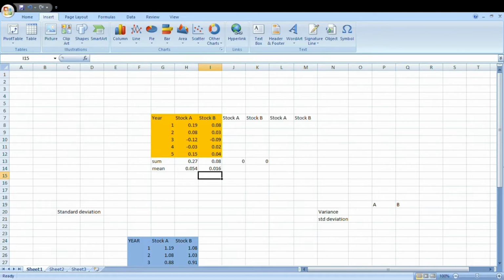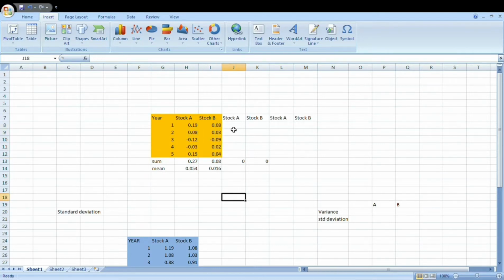Now we move further and calculate the standard deviation. To find the standard deviation, we must first find the difference values of stock A and stock B. To find the difference value means x minus x bar. Here, x bar is the mean value. Stock A's mean value is 0.054, and the mean value for stock B is 0.016, and the x values are simply the stock A values and the stock B values given.